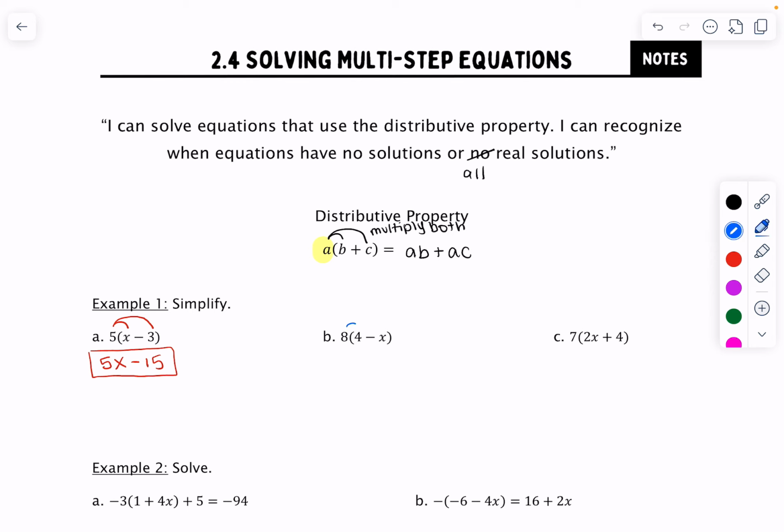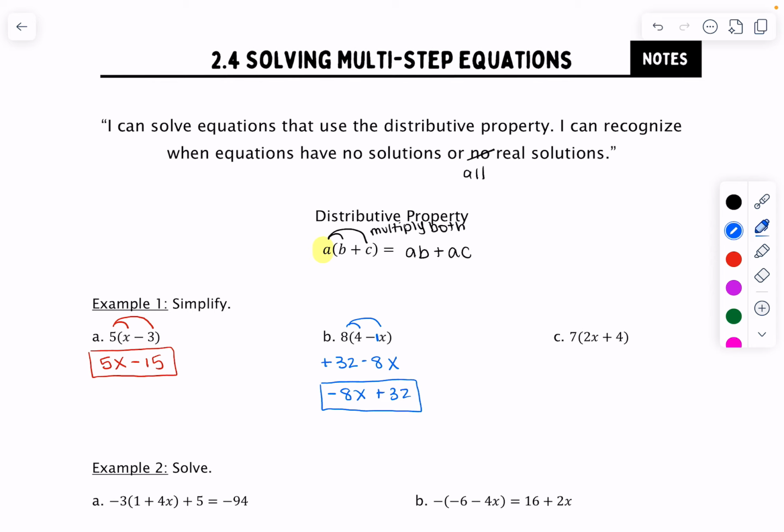Example B, I'm going to draw my lines again. Even though the variable's in the back, that's okay. I'm still going to multiply this like normal. So 8 times 4 is 32. 8 times negative x. If you're not sure on this one, draw in your invisible negative 1. 8 times negative 1 is negative 8, and just bring the x down with it. Now, we like our answers to have the variable in the beginning. So I'm just going to rearrange this as negative 8x plus 32, because there is an invisible plus sign in front of that 32. So that is the best way we can write our answer for this problem.